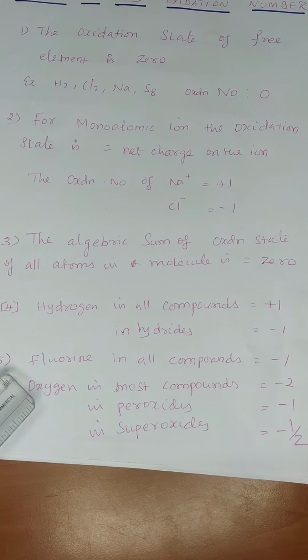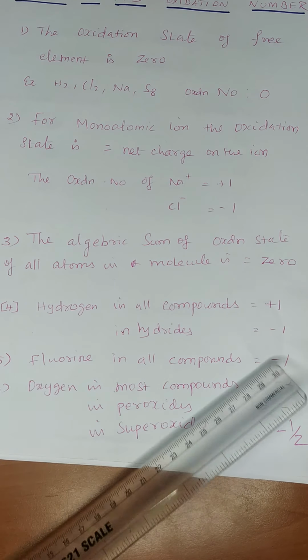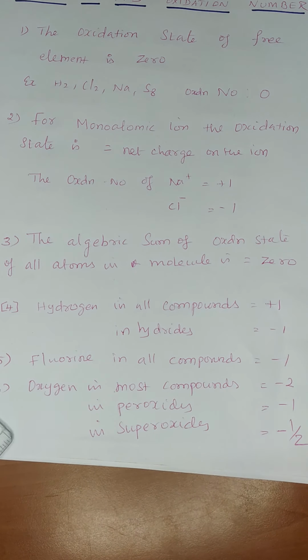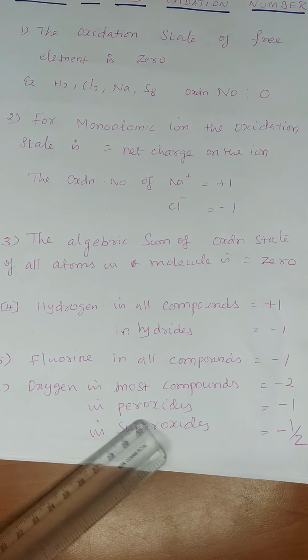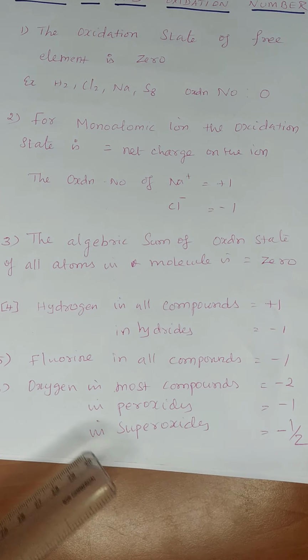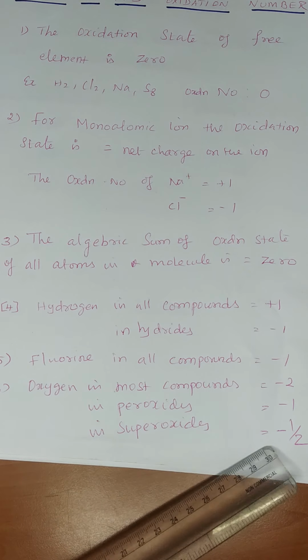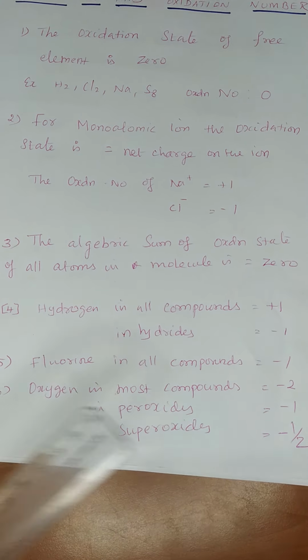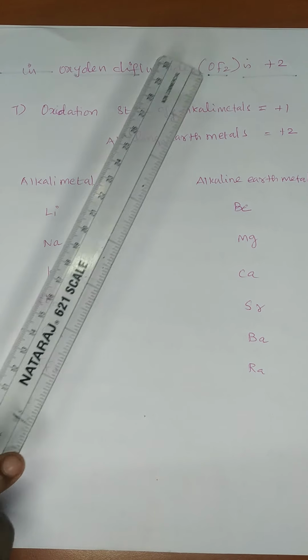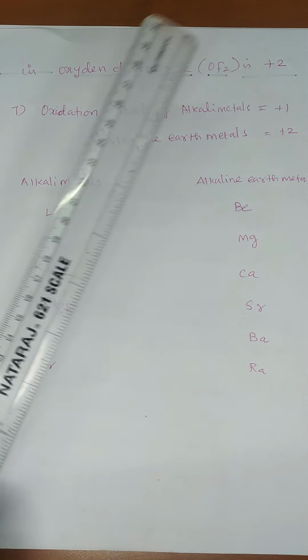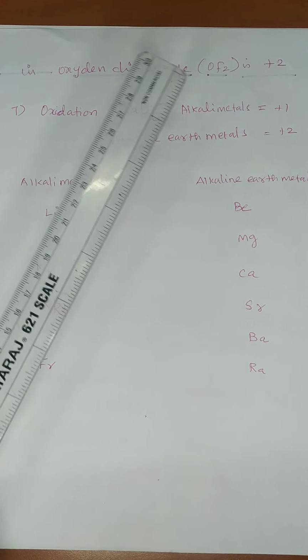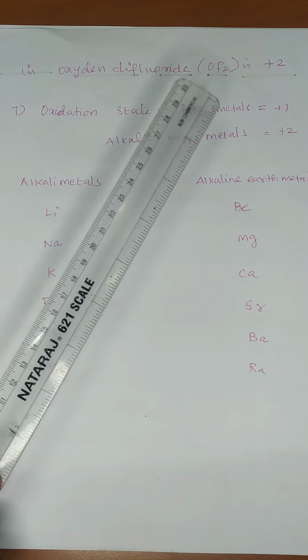Fifth rule: the oxidation number of fluorine in all compounds is -1. Sixth rule: the oxidation number of oxygen in most compounds is -2. In peroxides, it is -1. In superoxides, it is -1/2. In oxygen difluoride, the oxidation number of oxygen is +2. So oxygen shows different oxidation numbers in different types of compounds.